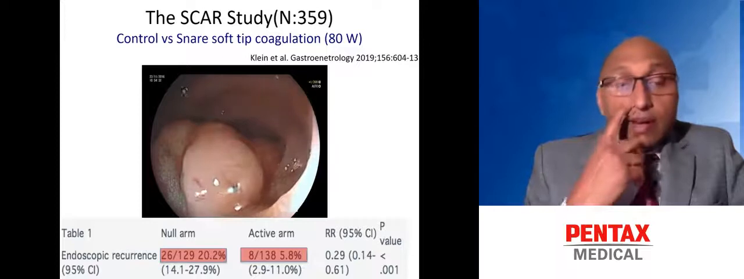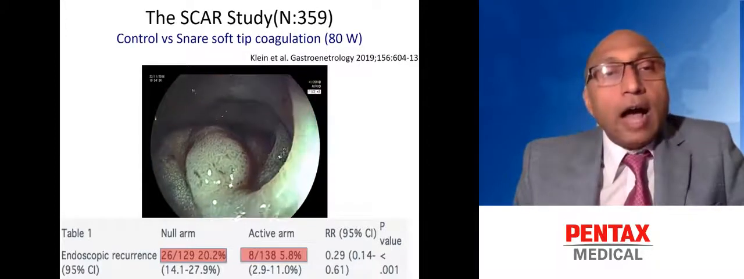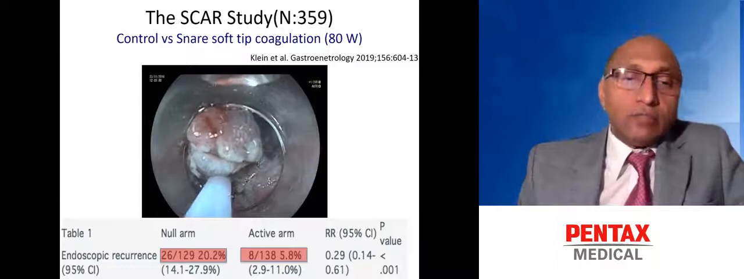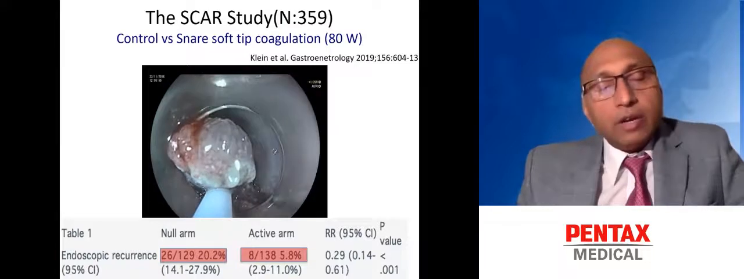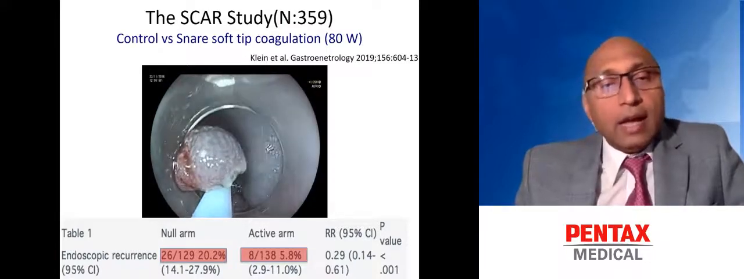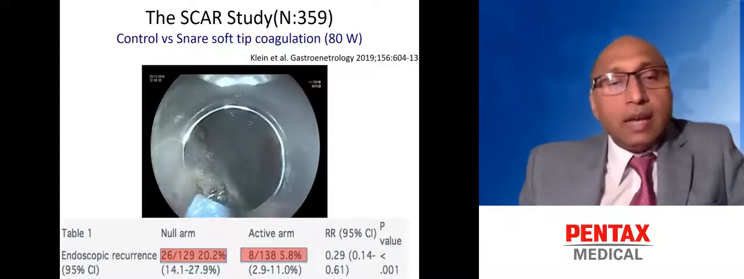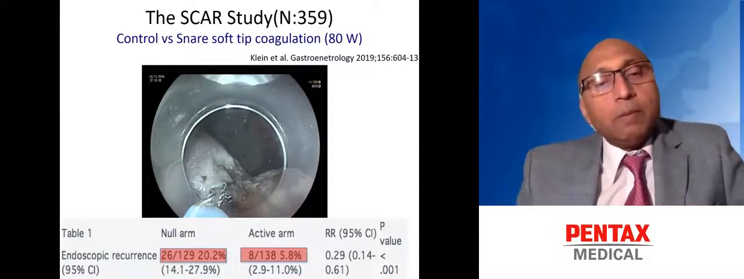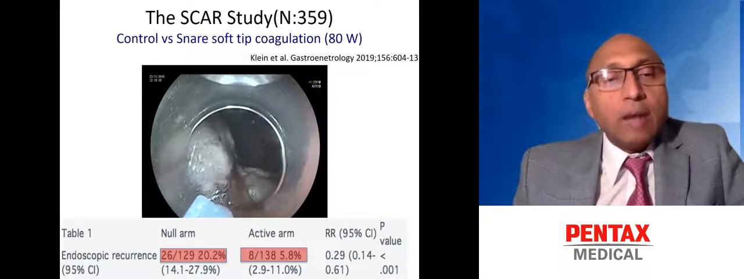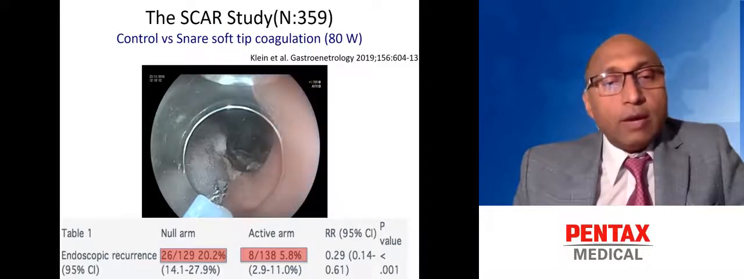This is the video showing you how we can reduce our recurrence rate, because the big criticism of EMR is that it has a very high recurrence rate of up to about 20%. Data from Sydney, Michael Burke's group has shown that if you use soft tip coagulation after doing EMR like this, then you can reduce your recurrence rate from 20% down to 5.8%. This only takes about 5 to 10 minutes after a large EMR, and that can achieve very low recurrence rate.